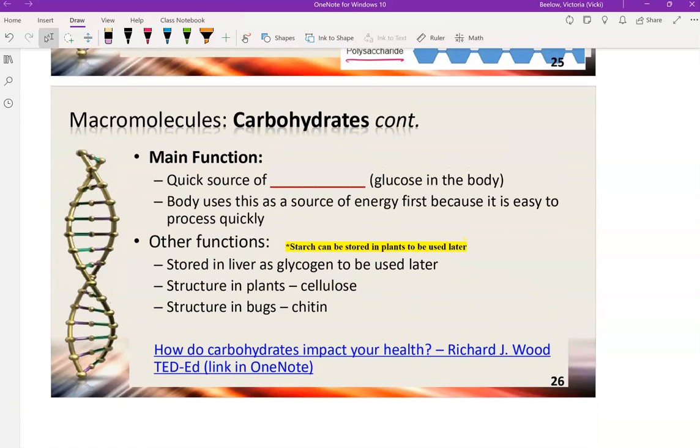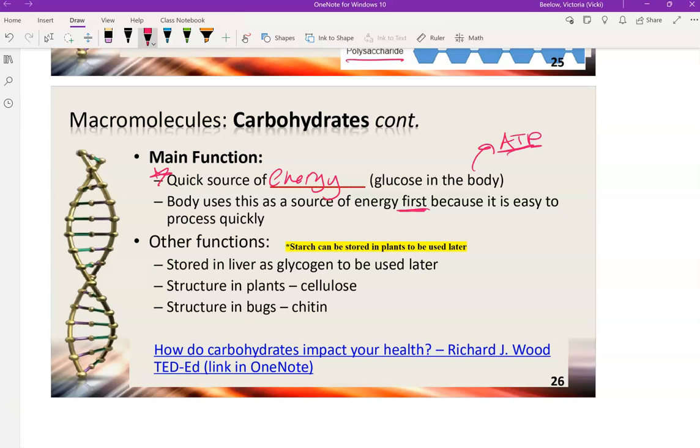Now, the main function of carbohydrates, this is the main one, it's a quick source of energy. And again, we're going to talk about how we use glucose in the body to make ATP later on, which is the energy currency of the body. It's the first thing the body uses because it's the easiest to process. You can use other things as a source, like proteins and fats, but this is going to be the primary source because it's the easiest for the body to break down, chemically speaking, and use to make ATP.